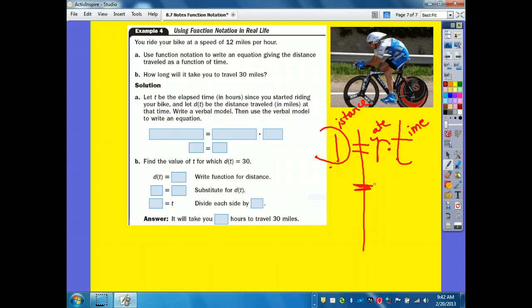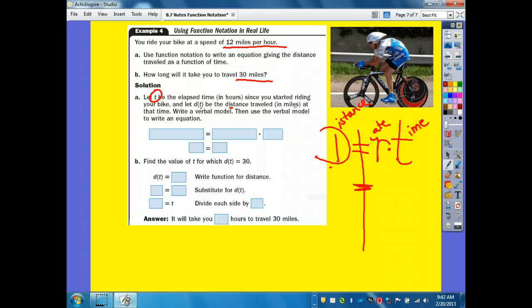You ride your bike at the speed of 12 miles per hour. Use function notation to write an equation giving the distance traveled as a function of time. How long will it take you to travel 30 miles? Let T be the elapsed time in hours since you started riding your bike. Let the distance, a function of T, D of T, be the distance traveled in miles at that time. Write a verbal model, then use your verbal model to write an equation.